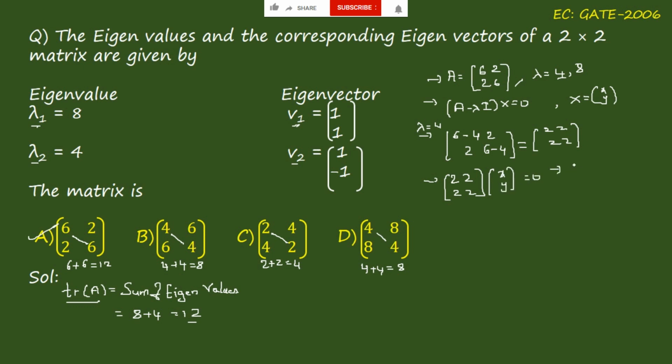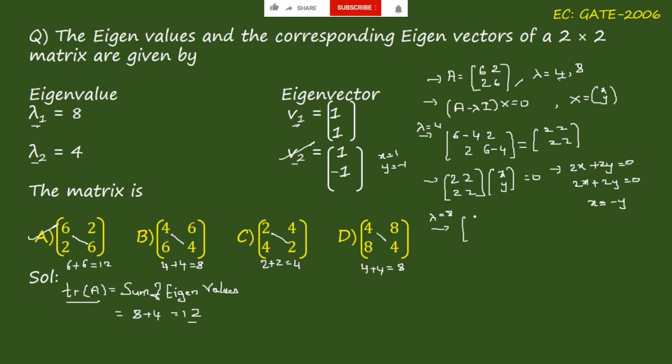Then we can say 2x plus 2y is equal to 0. Another one is 2x plus 2y is equal to 0. From here we can say that x is equal to minus y. So when lambda is equal to 4, if x is equal to 1, then y is equal to minus 1. This one got satisfied.